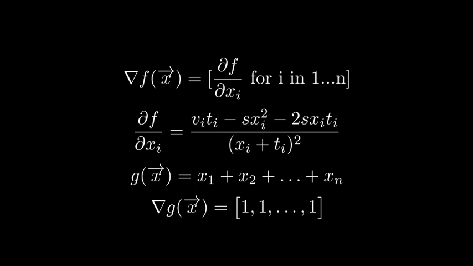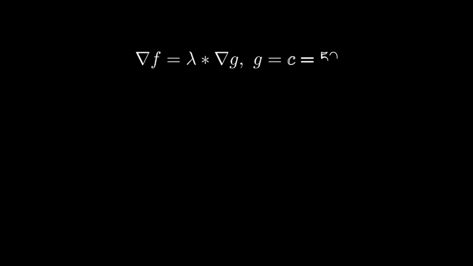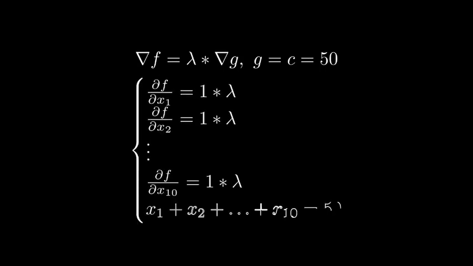So this time, to scrounge up our 11 equations and 11 unknowns, we need to set the two gradients collinear with each other, meaning that you can scale one of them to get the other, and lambda is the scalar. And then finally, the constraint function is the last equation. In this case, that means that all of the partial derivatives of f will equal lambda, because all of the partial derivatives of g are 1, and the sum of x is going to equal 50. That's just our constraint equation.